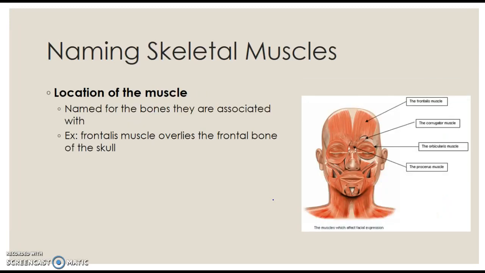The location of the muscle. Sometimes they're named for the bones that they are on top of. For example, the frontalis muscle here is the muscle that covers the frontal bone of the skull. That's very nice, right? Whoever named that one. So frontalis muscle, front of the skull.